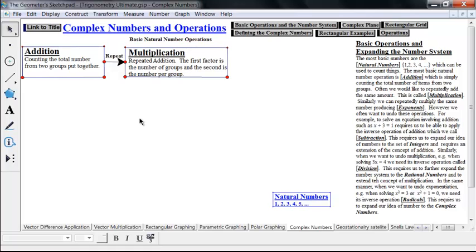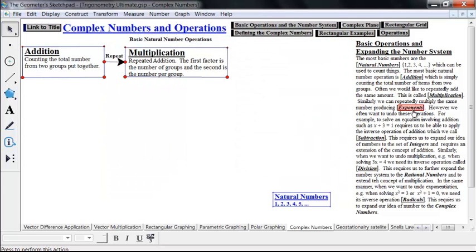For example, 2 times 3 means 3 plus 3. 3 times 2 means 2 plus 2 plus 2. So the first number tells you how many groups that you have, and the second number is the number per group. Or the first number tells you how many things that you're adding together, and the second number is telling you what those things are.